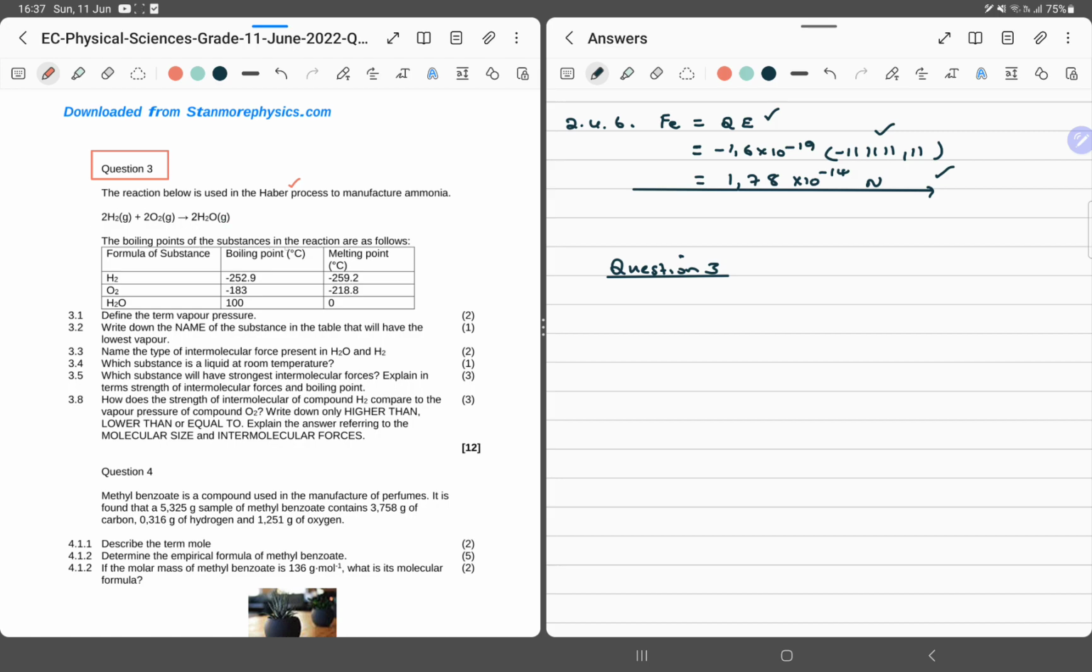Now the boiling points of the substances in the reaction are as follows. We can see hydrogen is minus 252.9, and it already tells you this thing is gas at room temperature. And then oxygen is minus 183. Again, it's negative, so it's already a gas at room temperature, which is true, right? Water is at 100 degrees Celsius, and at room temperature, which is 25 degrees Celsius, this thing is liquid. Okay, and you can see the melting points. Now it says define the term vapor pressure. Again, definitions.